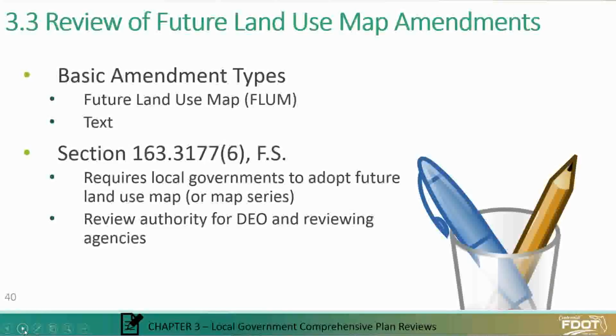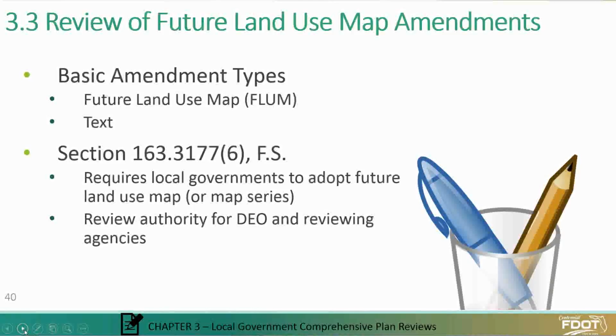Under Section 163.3177(6)(a), if you want to be a bit more specific, Florida state law requires that all local governments have to adopt a future land use map or map series. The future land use map or map series contains the vision for future development within a jurisdiction.